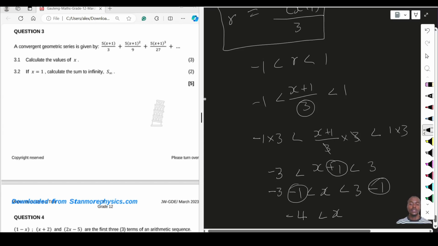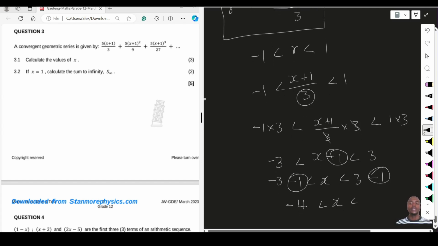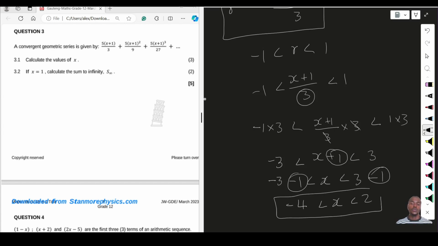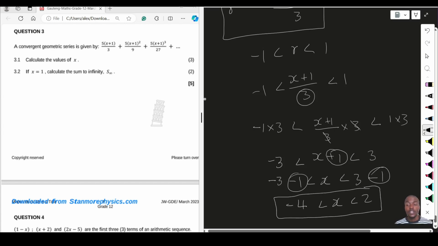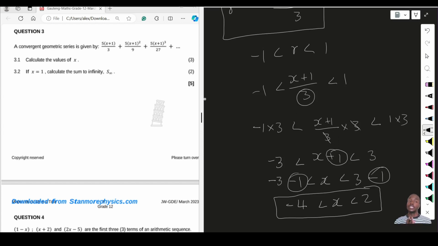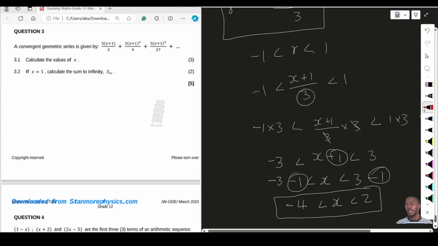Then 3 minus 1 is 2. This is your solution. These are the values of x. So the values of x are between -4 and 2. That will make sure that this series will converge. So now let's look at the mark allocation for this one.